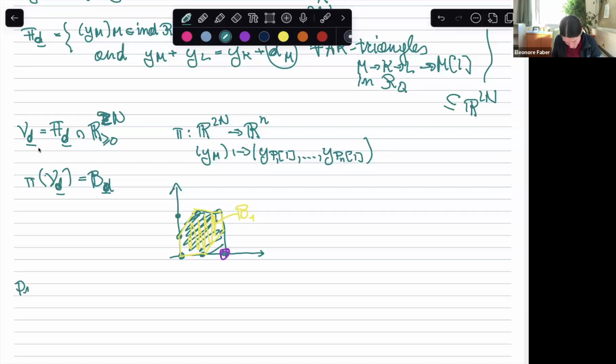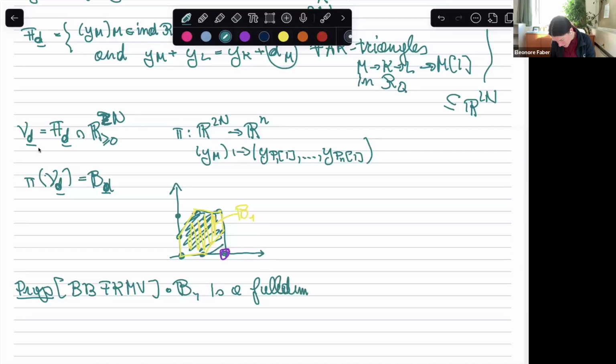And this is now a proposition. First of all, we can show that this B_1 is a full-dimensional polytope. Then it doesn't have any redundant inequalities defining it, so these inequalities are all the correct ones. The facets correspond to the entries of the additive frieze.